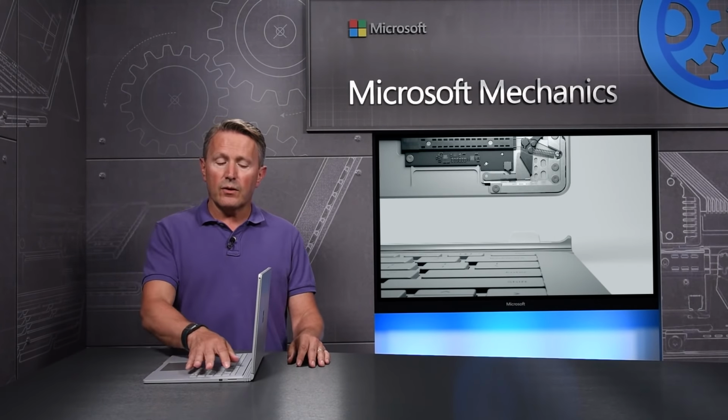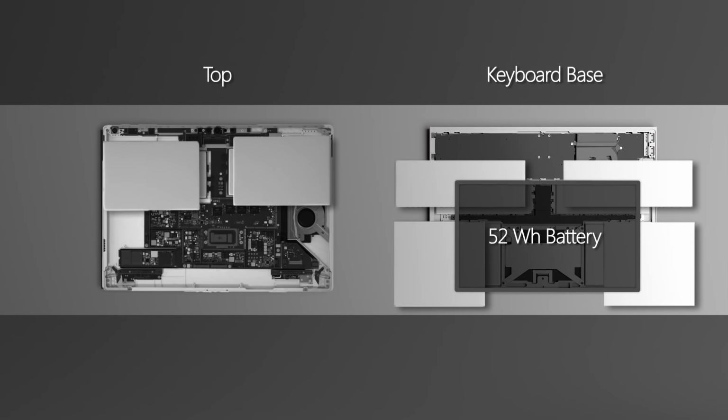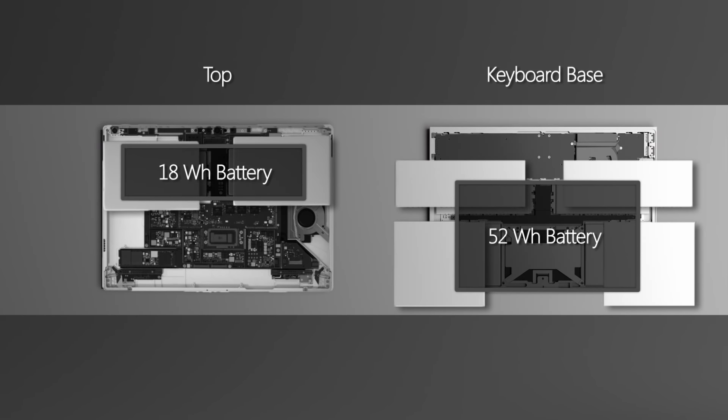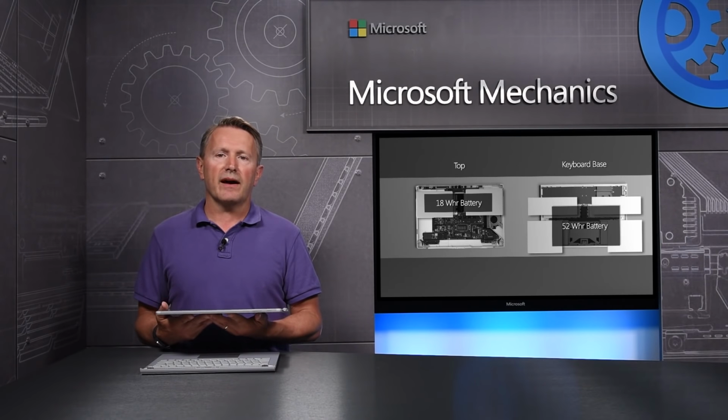The Surface Book has two batteries, a 52-watt-hour battery in the keyboard base and an 18-watt-hour battery to power the clipboard when it's detached. We wanted to make sure Surface Book users would have ample battery charge in the clipboard when it's detached. So we developed an algorithm we call Save the Top that charges the clipboard battery first and discharges the keyboard battery first. This increases the probability of maximum clipboard battery life whenever it's detached.